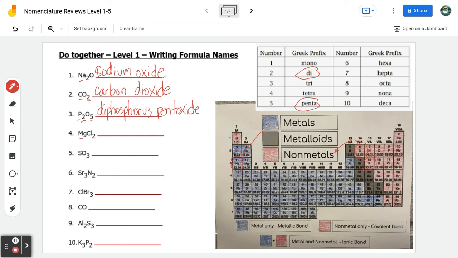Next, we have Mg, metal, no prefixes, so magnesium. And instead of magnesium dichloride, it's just magnesium chloride. And there's no prefix with the 2 because magnesium is a metal. Sulfur. Sulfur is a nonmetal, so I'm going to use prefixes. And I'm going to call this sulfur trioxide.